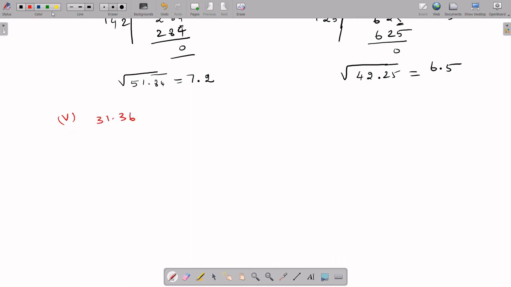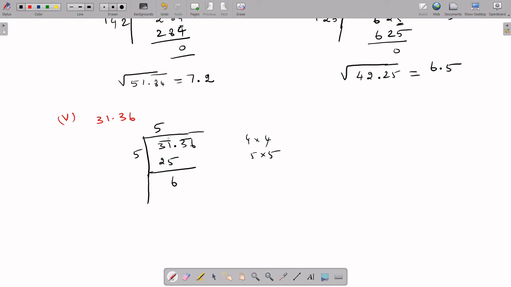31.36. Use long division. 31.36 you have, and you have to take two numbers. And here 31 is there, no? So 4 4s are 16. 5 5s are 25. 6 6s are 36. 36 is beyond this. So you have to use fifth table. Okay. 5 square. 5 5s are 25. 31 minus 25 is 6.